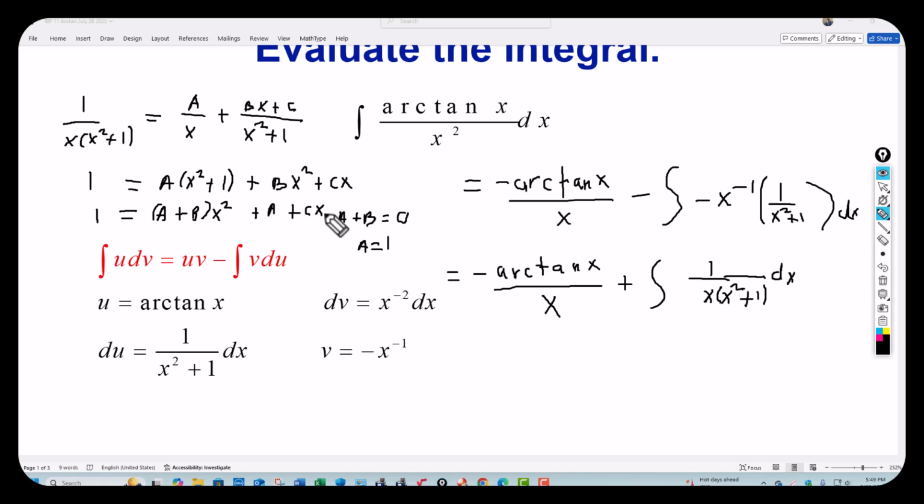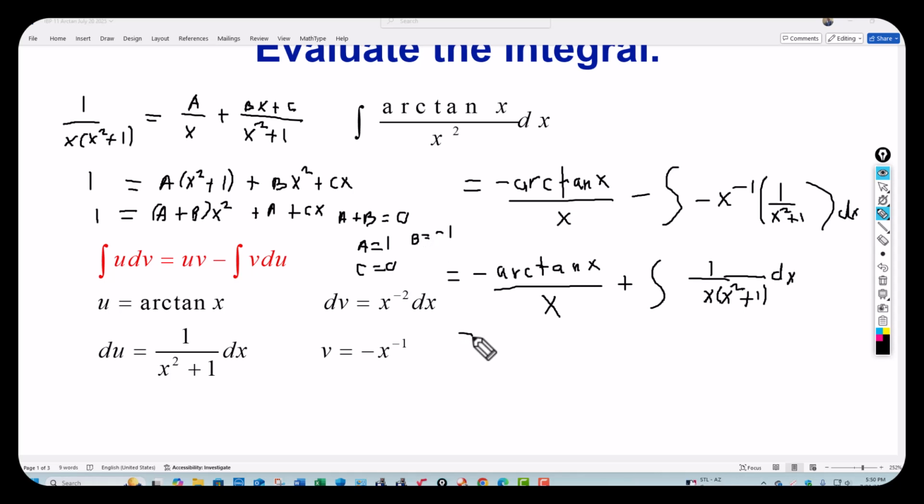Then we have c multiplying the x, so that's the coefficient of x. On the left side, there's no x on the right side, so that means the coefficient there is 0, which tells me that c has to be 0. And we know a is 1 here. 1 plus b is 0, so that means b has to be negative 1.